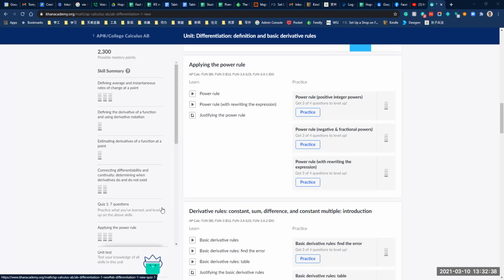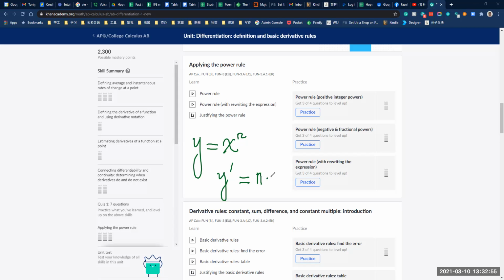Okay, let's look at the power rule. The power rule follows this formula: if y is equal to x to the nth power, then y prime, which is the derivative, is n times x to the n minus 1.